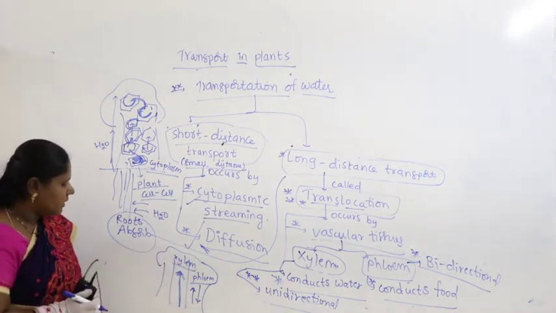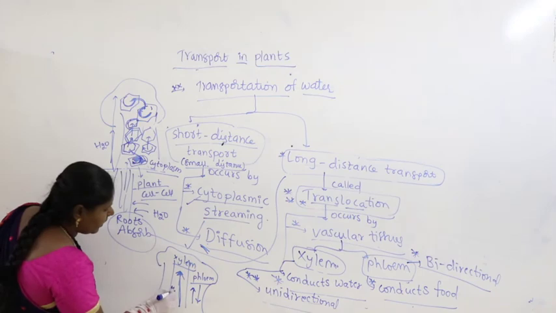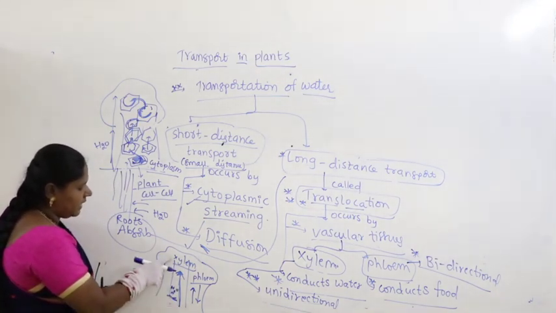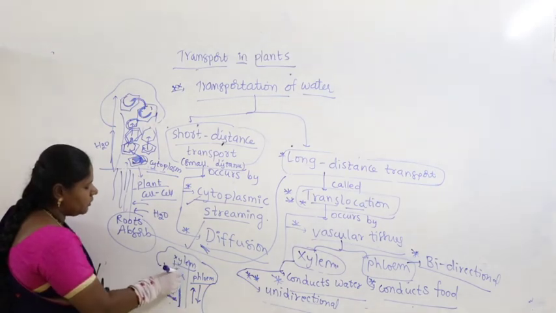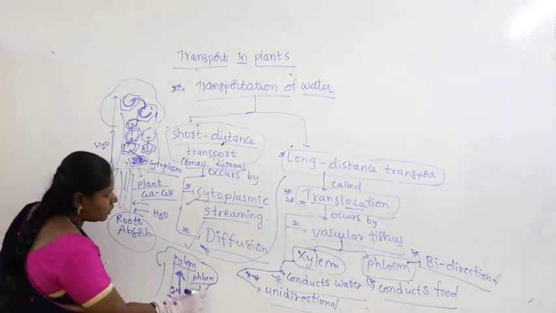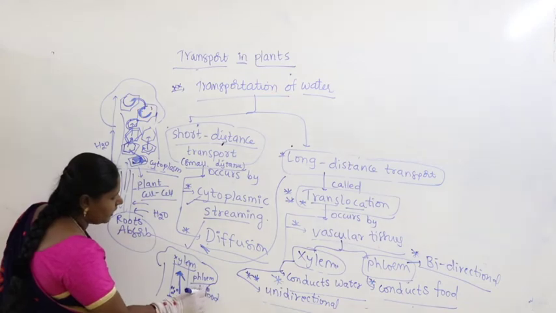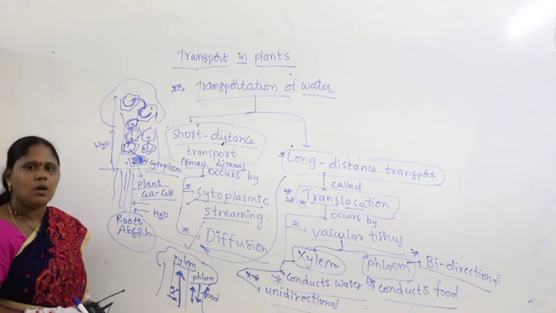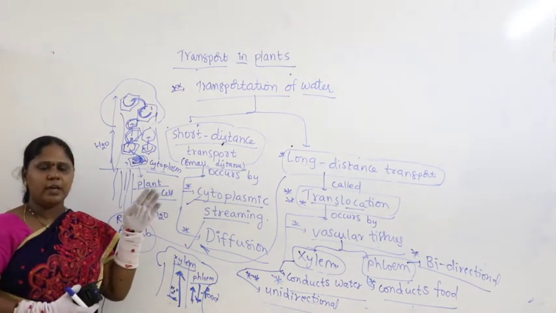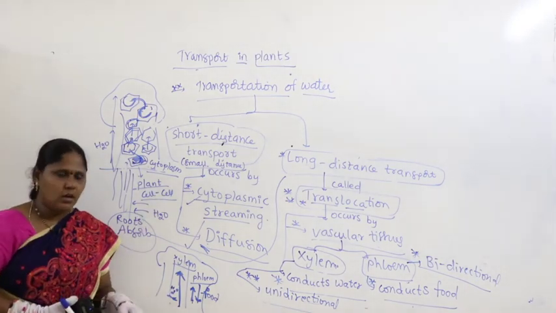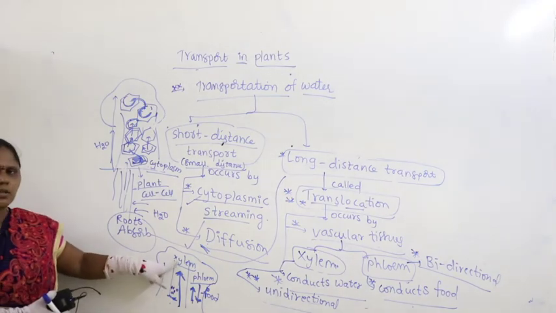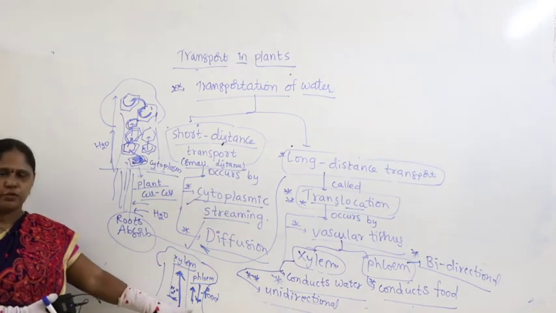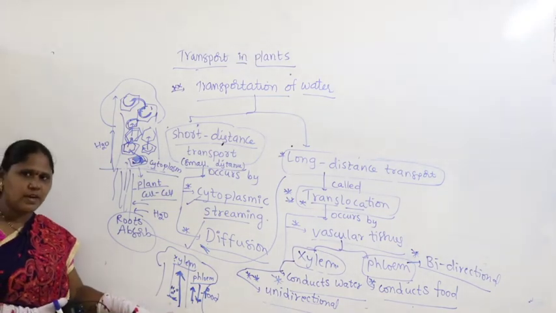So, I am writing here clearly: transportation of water within the xylem is always unidirectional. Transportation of food within the phloem is bidirectional. It is like this. Okay, then you may get a small question in your young mind. Do you think it is always unidirectional for water? Do you think it is always bidirectional for food? That means only these two directions will happen?